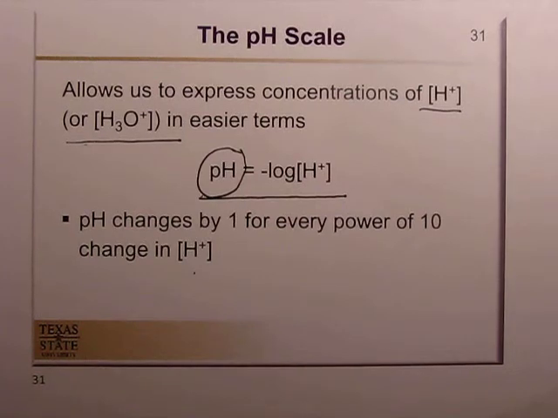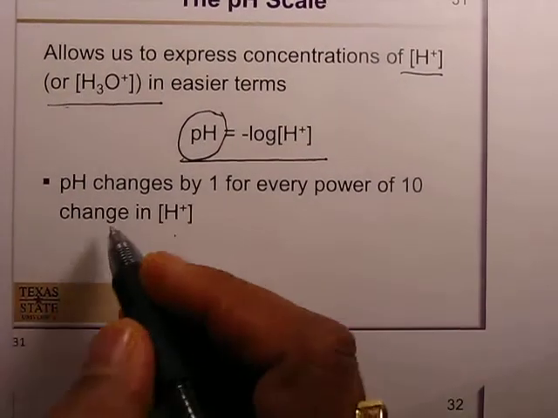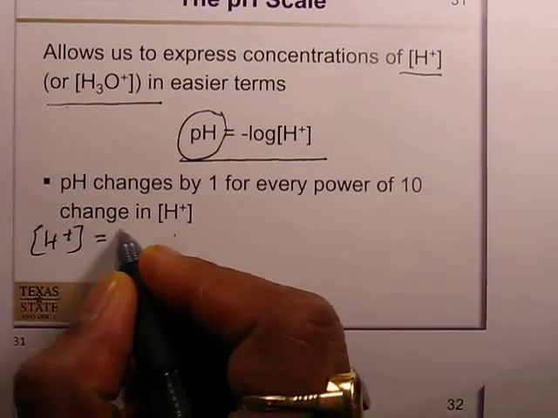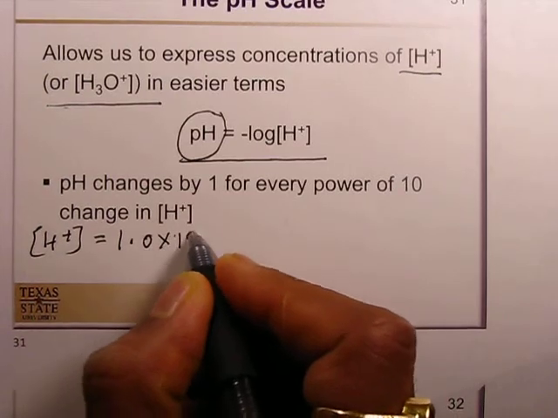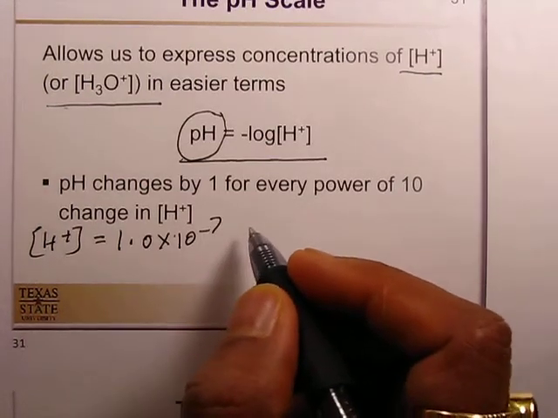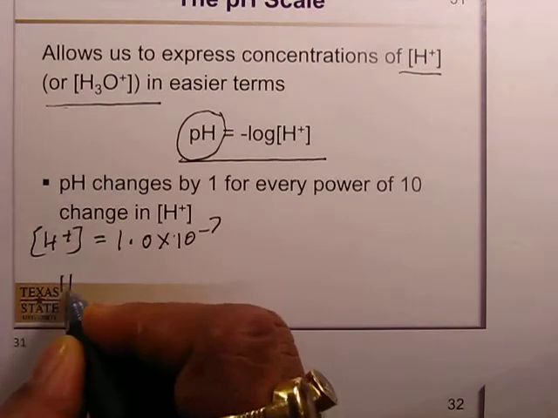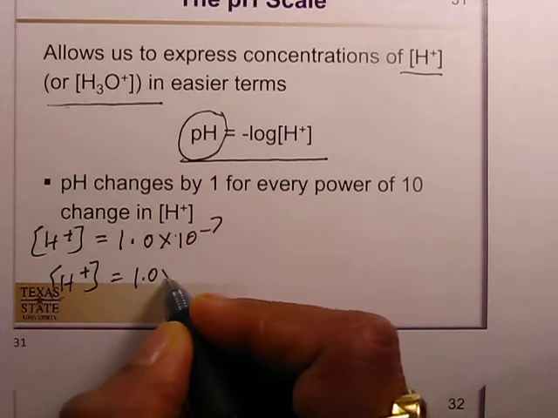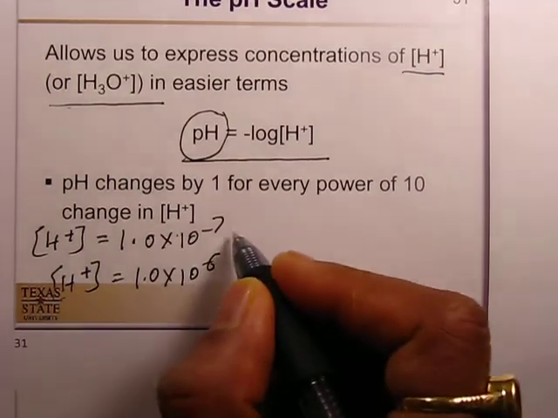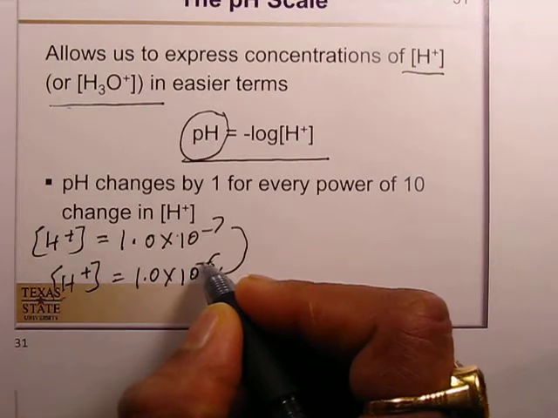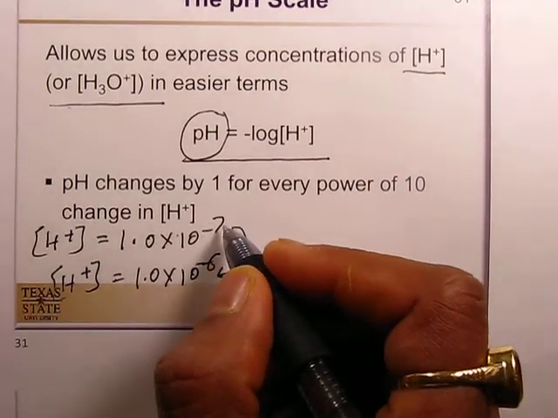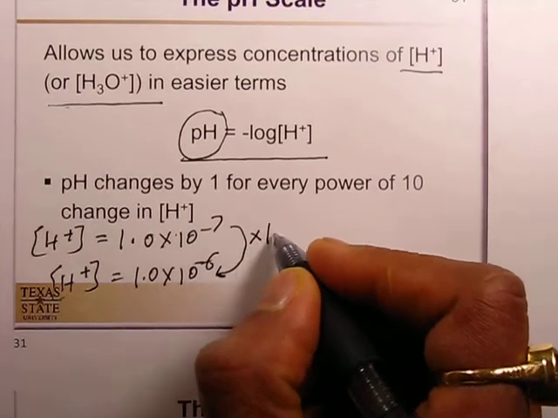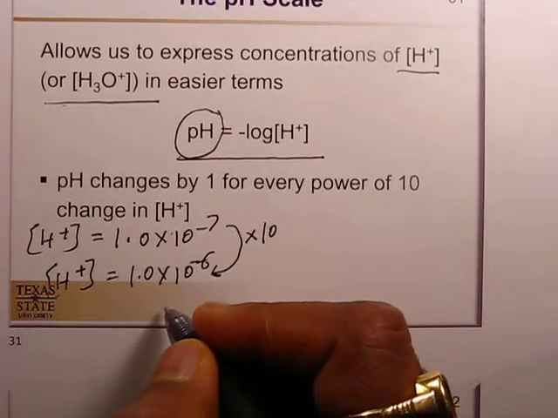and for example, if we write hydrogen ion concentration is equal to 1.0 times 10 raised to the power minus 7, and if we write hydrogen ion concentration is equal to 1.0 times 10 raised to the power minus 6 molar, right? So pH here will be 7 and here will be 6, and what will be the difference? It would be a 10 times change in the concentration.